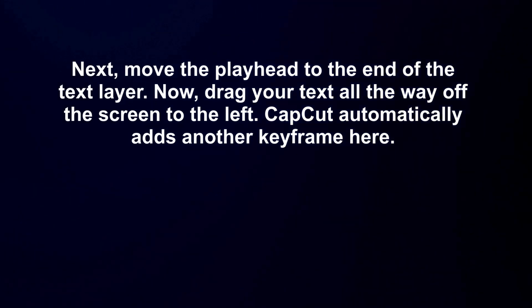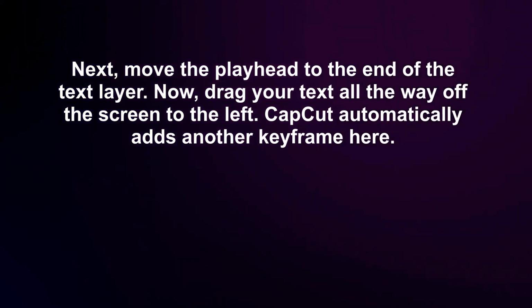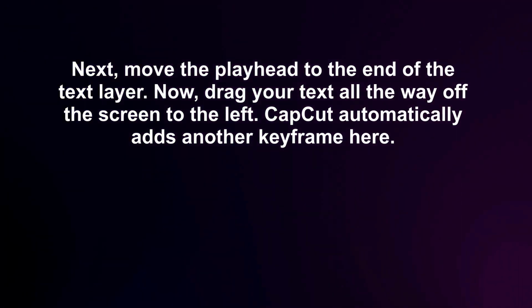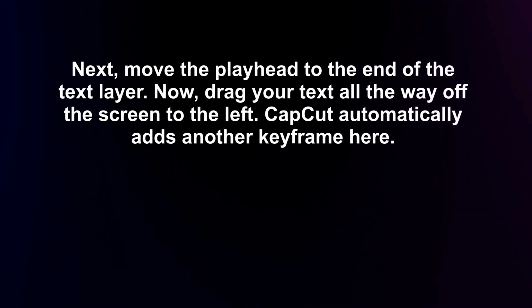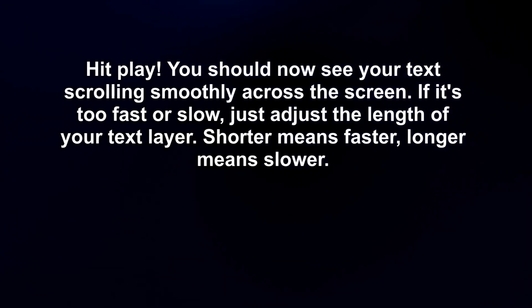Next, move the playhead to the end of the text layer. Now, drag your text all the way off the screen to the left. Capcut automatically adds another keyframe here. Hit play. You should now see your text scrolling smoothly across the screen.